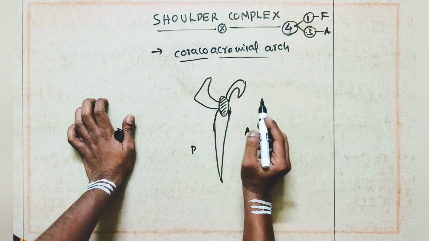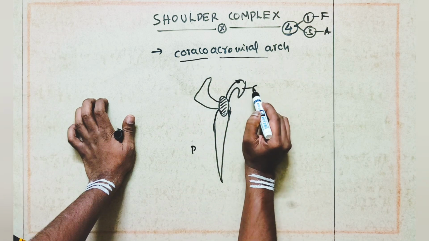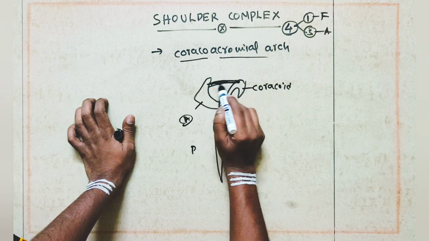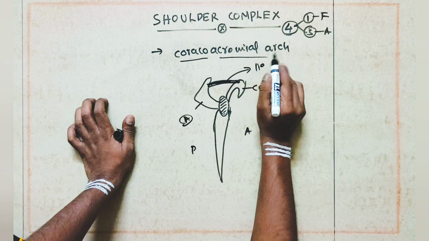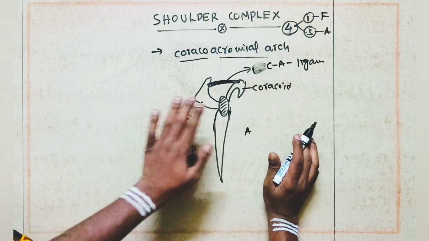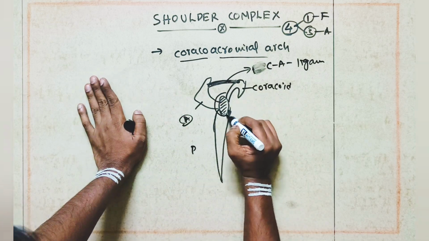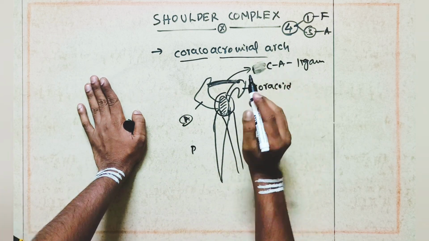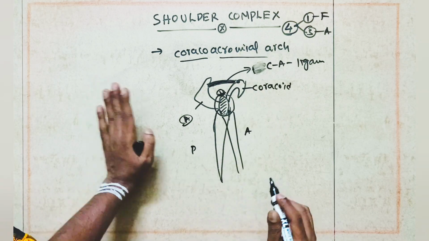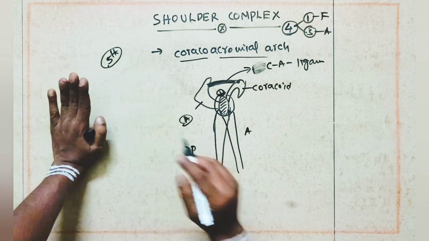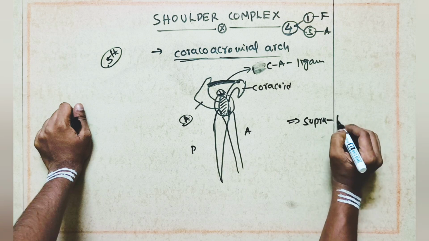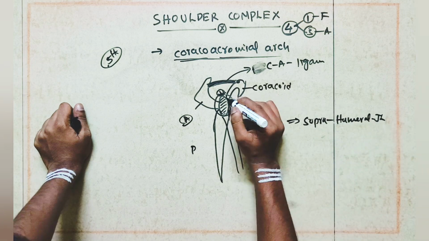So what is this coracoacromial arch? The ligament present between the coracoid process and the acromion process is the coracoacromial ligament. It makes an arch, so that the head of the humerus will articulate here. So the joint is present between the coracoacromial ligament and the head of the humerus. This is the fifth joint. One more name for this coracoacromial arch is the suprahumeral joint, because the head of the humerus will be here.